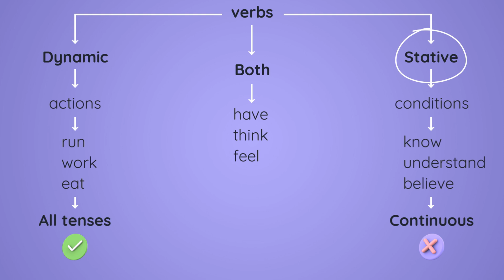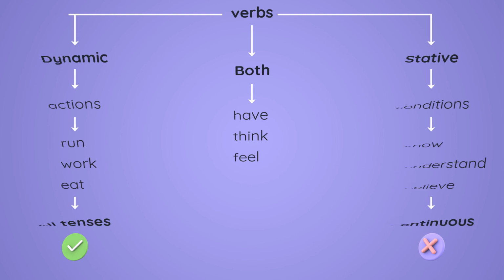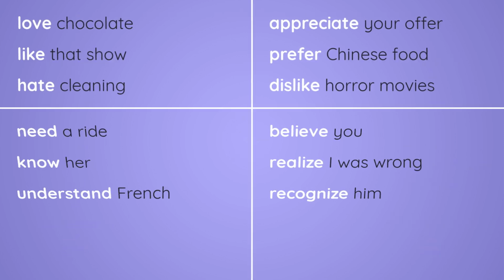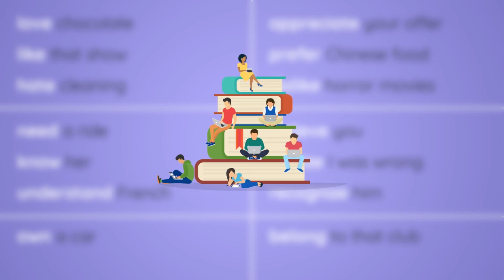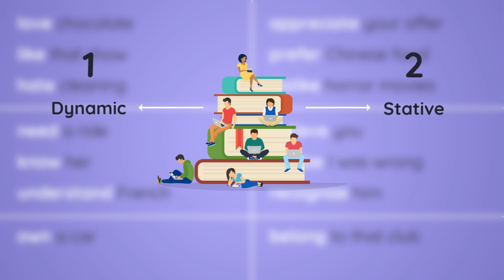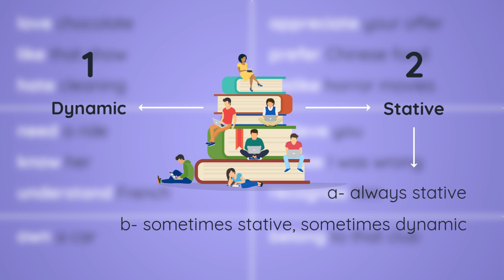Okay, so let's look at what those verbs are. One thing I want to mention is if you look up this subject in a standard grammar textbook or even online, usually they just divide these verbs into two, dynamic and stative. But the problem is, then under the stative, they mix up the ones which are always stative and the ones which are sometimes stative and sometimes dynamic. And that's why I separated them into three categories.